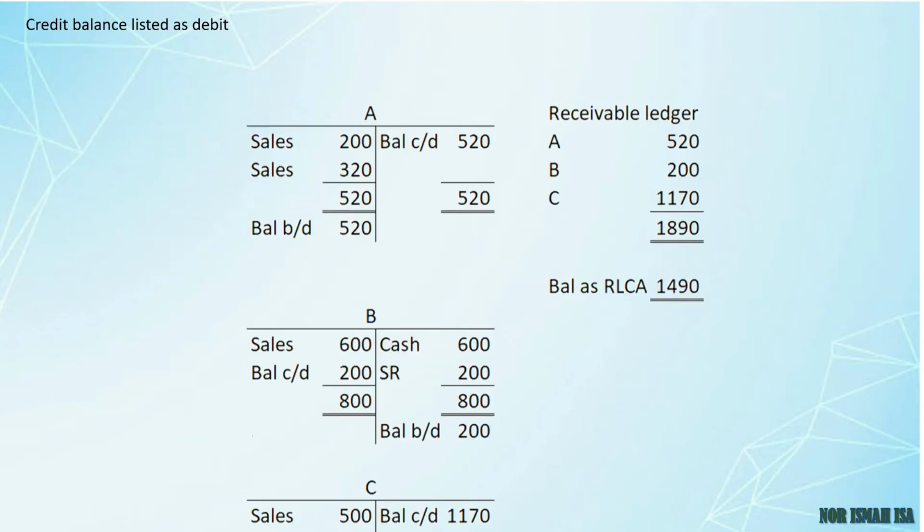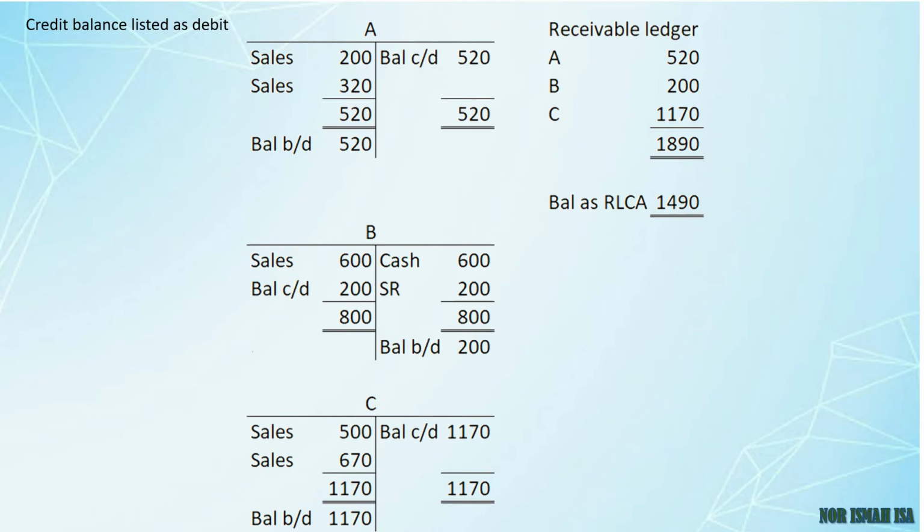So this is another error that happens in the receivable ledger, which is a credit balance listed as a debit. So these are the customer accounts in the receivable ledger. We have A, B, and C. For A, we have the normal balance, which is a debit balance, and C also has the normal balance, which is debit. As for B, we have a credit balance of 200.